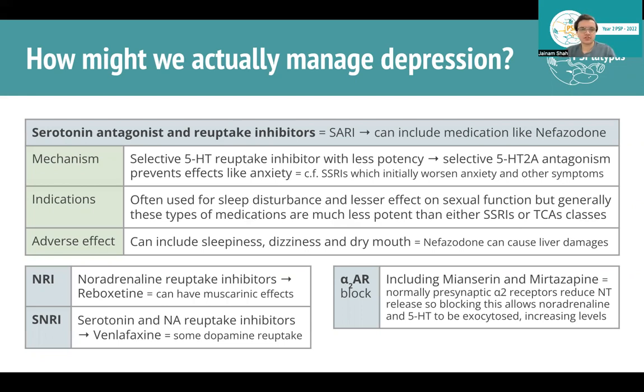Other specific medications, so noradrenaline reuptake inhibitors, only for noradrenaline. So reboxetine can have some muscarinic effects, as you might expect. Serotonin and noradrenaline reuptake inhibitors like venlafaxine, which has some dopamine reuptake effects as well. But these are more specific, and really you just need to know exactly what neurotransmitters are being targeted. So if someone says venlafaxine, which is quite common, you should know that it is responsible for blocking the reuptake of serotonin and noradrenaline. And then you've got alpha 2 adrenoreceptors.